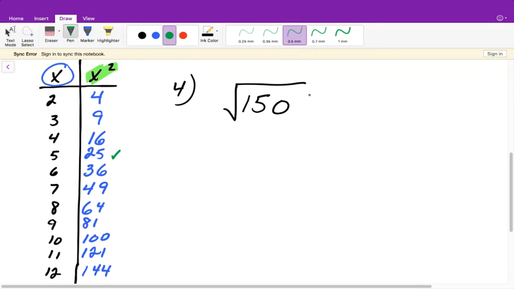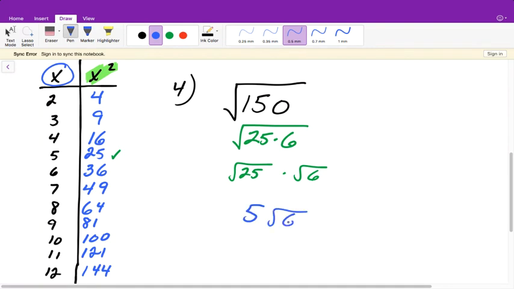Since I know 25 goes into it, I'm just going to go ahead and write it right away. 25 times 6 is 150. I'm going to separate them. So the square root of 25 times the square root of 6. Square root of 25 is 5. So it's 5 times the square root of 6. I'm not going to circle that just yet.